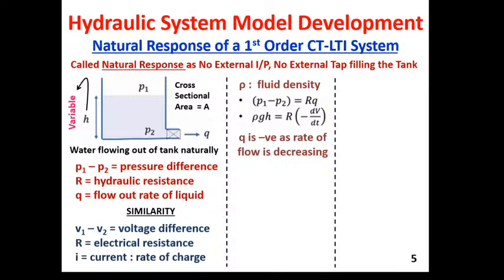So in the second line, second column, we can substitute P1 minus P2 with rho gh. g is the gravitational constant, h is the height of the water, and that is equal to R into Q, which is substituted with minus dV dt. V is a function of area and height. So we can find V is equal to A into H, where A is a constant thing and H is a variable. So now we substitute V in this rho gh equation.